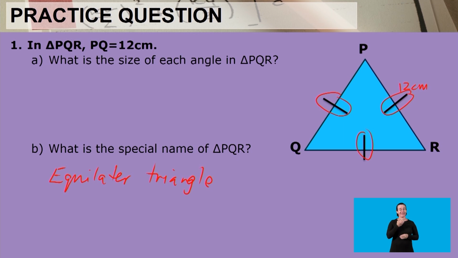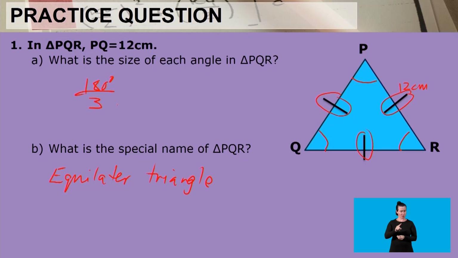Already we've answered question B. So with that knowledge, all the angles are also equal. So angle P equals angle Q equals angle R. And therefore, we know that angles of a triangle equal 180 degrees. And so we divide by three angles and we have 60 degrees each. So P is going to be 60 degrees, R is going to be 60 degrees, and Q is also going to be 60 degrees because they said each angle.